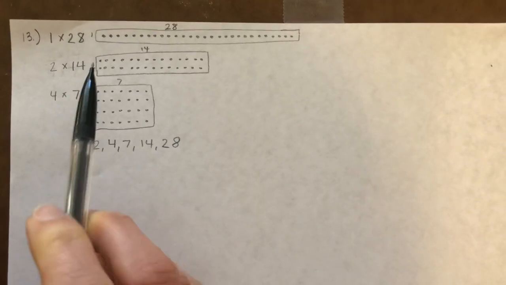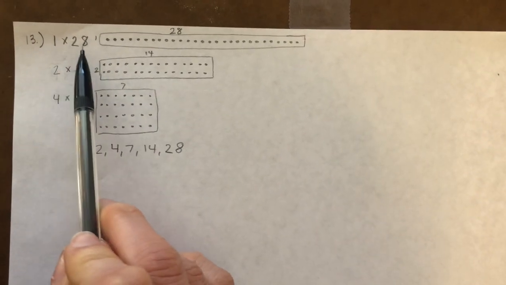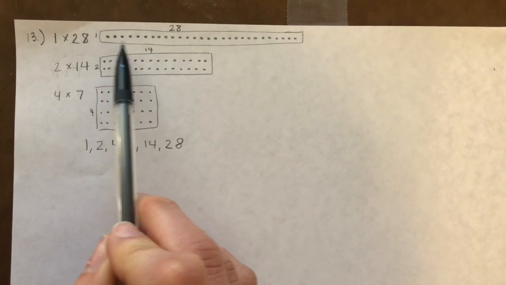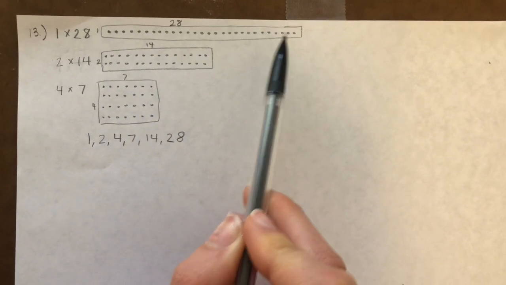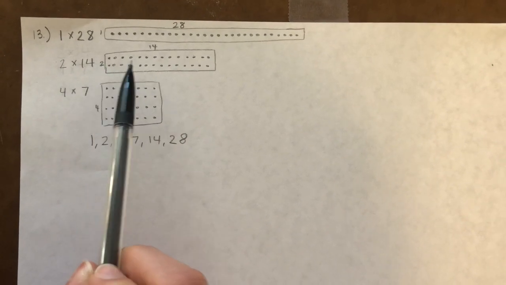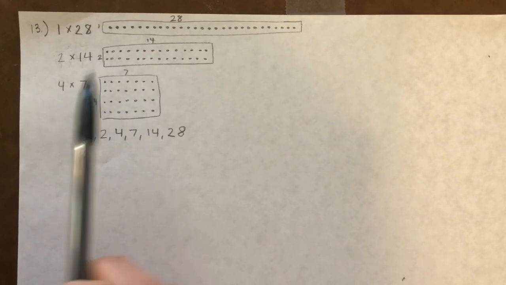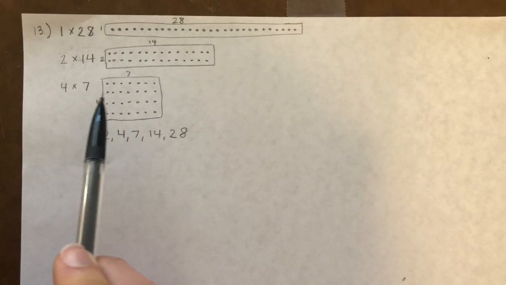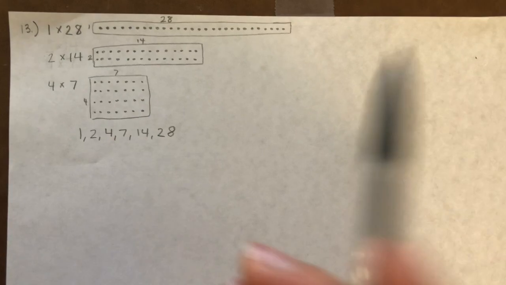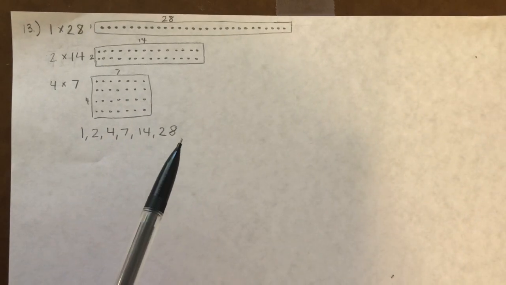Okay? So if we do 1 times 28, that's one row with 28 plants in each row. So it would look like this if you planted them. 2 times 14, that's 2 rows, 1, 2, with 14 plants in each row. 4 times 7, that's 4 rows with 7 plants in each row. Those are the only combinations that he can make using these factors.